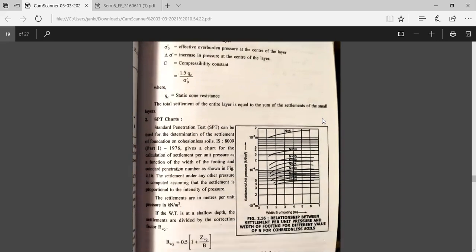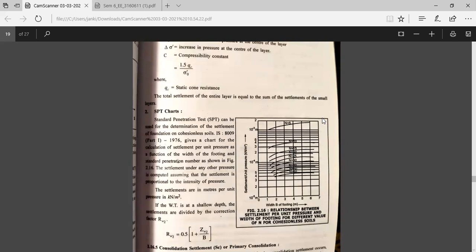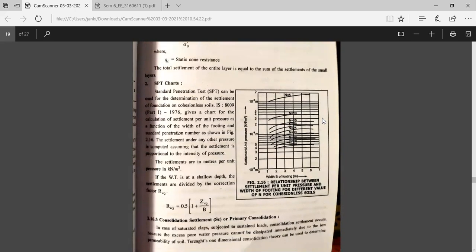Here H is the thickness of the soil layer, σ'0 is the effective overburden pressure at the center of the layer, Δσ' is the increase in pressure at the center of the layer, and C is the compressibility constant, equal to 1.5 qc/σ'0. Here qc is the static cone resistance, right? So next is the SPT charts, right? The SPT can be used for determination of settlements of foundations on cohesionless soils, right?